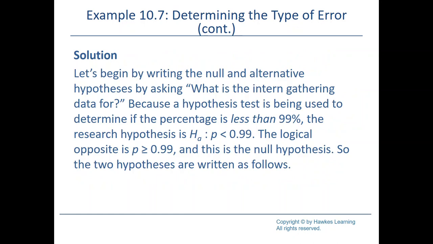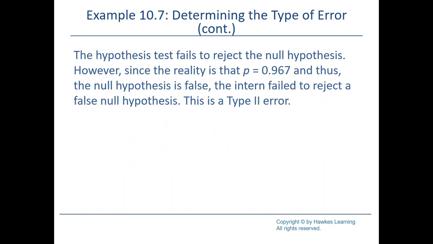So let's begin by stating our null and alternative hypothesis. So again, what were they gathering data for? Well, they were gathering data about whether or not the percentage was less than 99%. And again, it was a portion of a population that we're referring to, so we're going to use P. So either P was less than 99% or P was greater than or equal to 99%. Okay, so we basically have these two written statements. Now, remind yourself that the hypothesis test failed to reject the null.